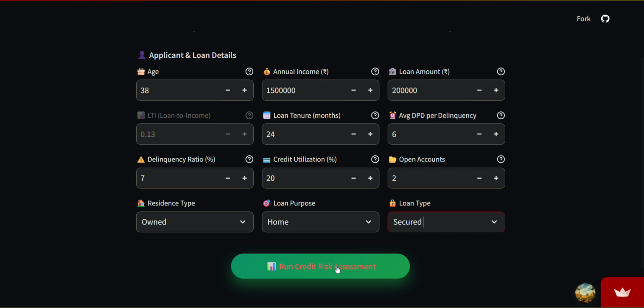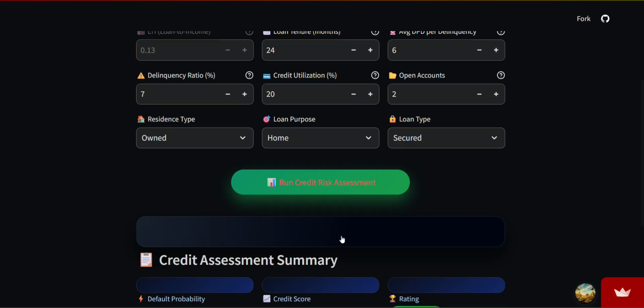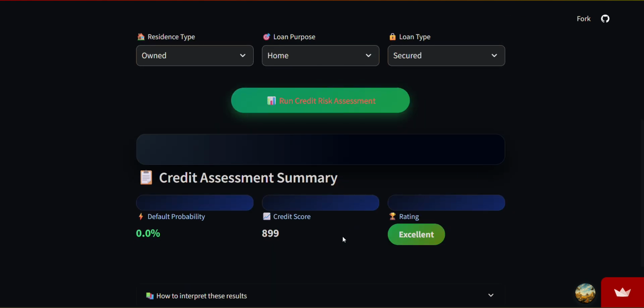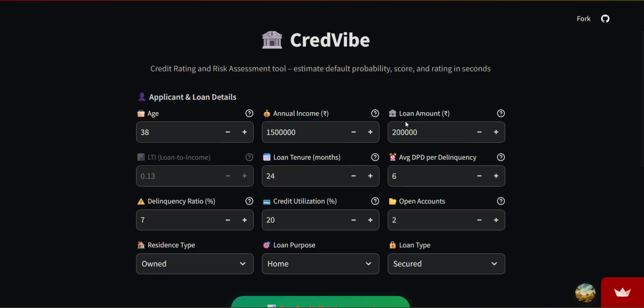So let's look at the credit risk assessment for this person. And as you can see, it is quite high, it's excellent, and the loan amount is also a very small fraction of his annual income, and 24 months is a significantly long period given his annual income, and he can easily repay this loan amount with limited difficulty. He can easily clear off this loan.